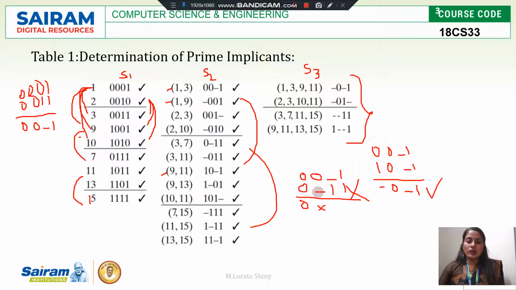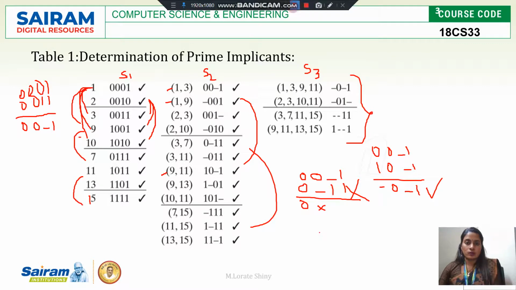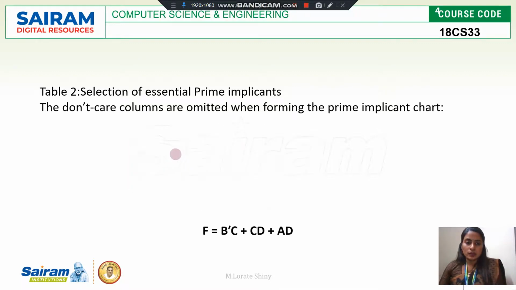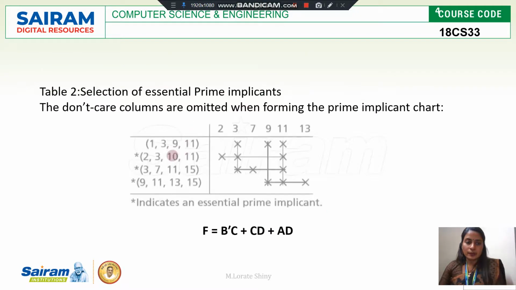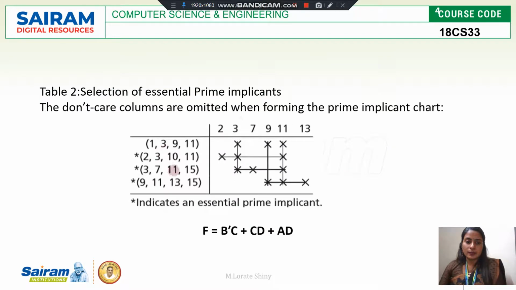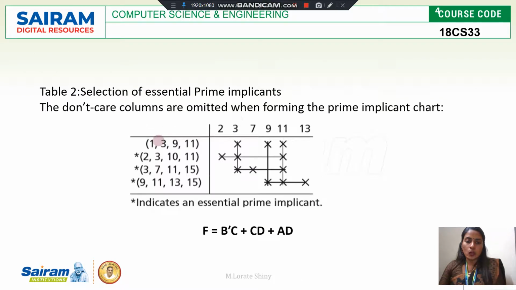Okay, so now we'll move to table 2. Table 2, selection of essential prime implicants. Now all the prime implicants that we got from stage 3 are written here: 1 3 9 11, 2 3 10 11, 3 7 11 15, 9 11 13 15. So all the prime implicants are written here.